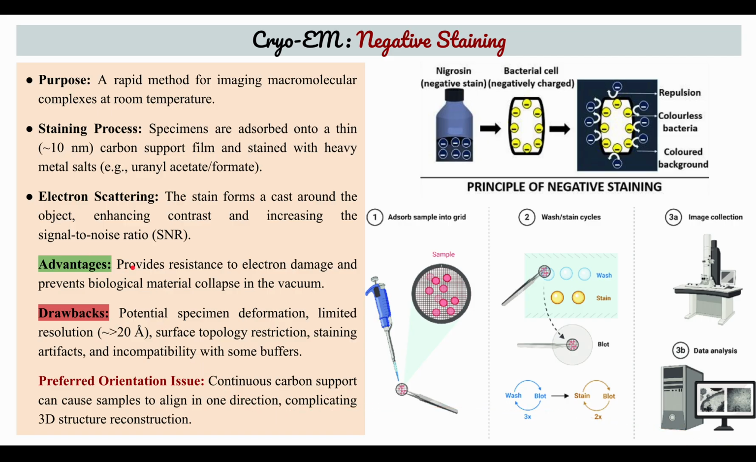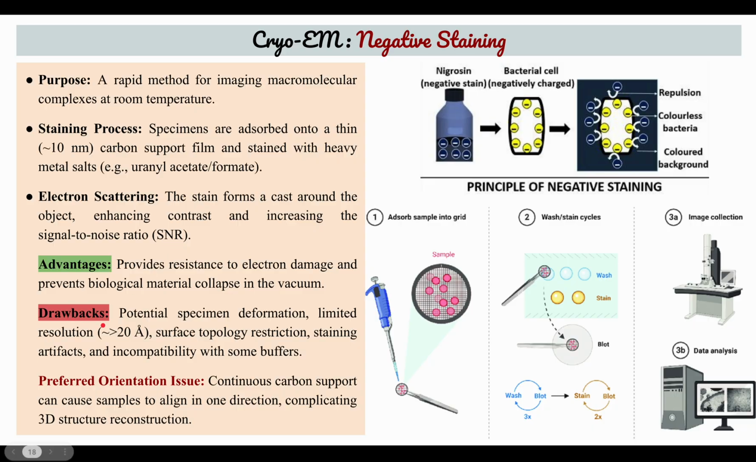So there are advantages of this negative staining. First is that it provides resistance to electron damage and prevents the biological materials from collapsing in the vacuum. As we are using dyes which are heavy metal salts, they will protect our specimen from electron beam damage. And the second thing, it will also provide resistance to them and allow us to get a better contrast image.